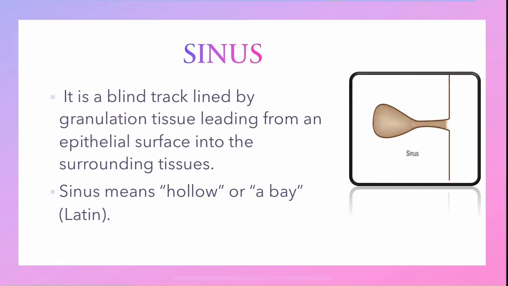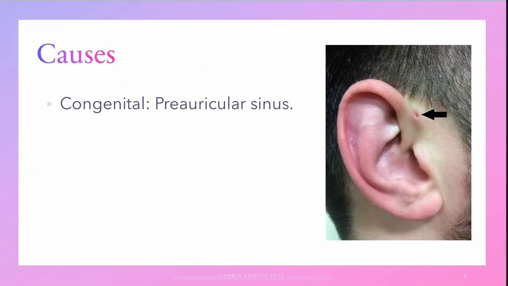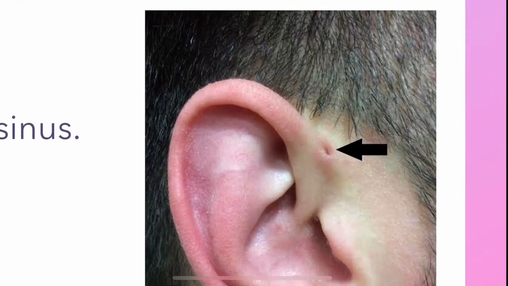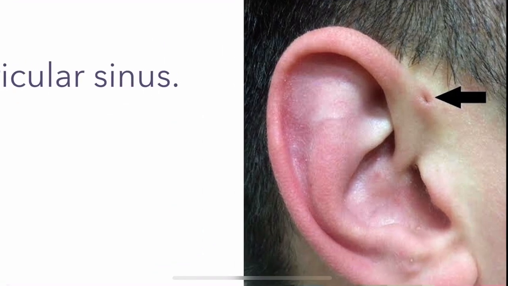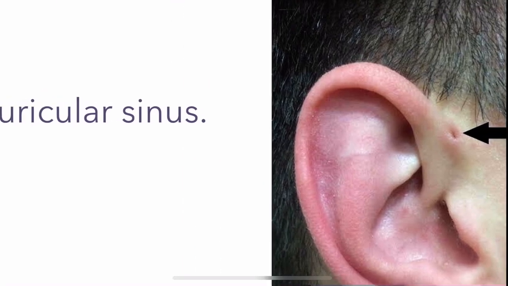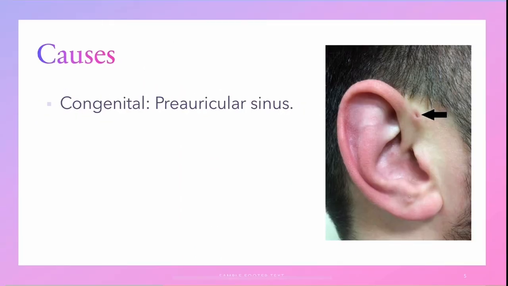Now let us see what are the causes for this sinus formation. It could be a congenital sinus such as preauricular sinus. So this is a congenital opening or a foramen which is located in the auricular helix. So you can see the helix of the ear here. So it is located in the auricular helix. This is a congenital malformation, okay? So you can see the preauricular sinus.